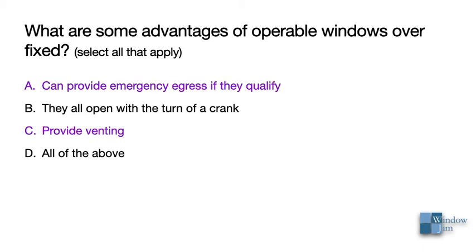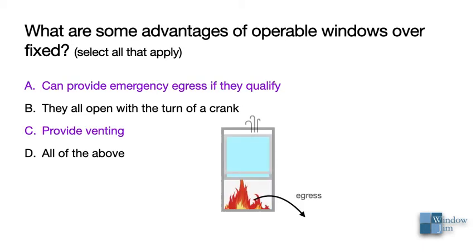If you selected A and C, you are right. They can provide emergency egress, but only if they qualify, and of course an operable window will allow ventilation. Only some casement versions open with a crank mechanism.